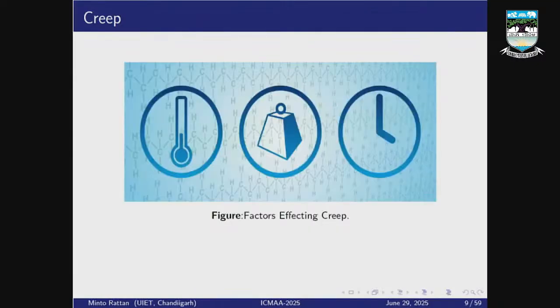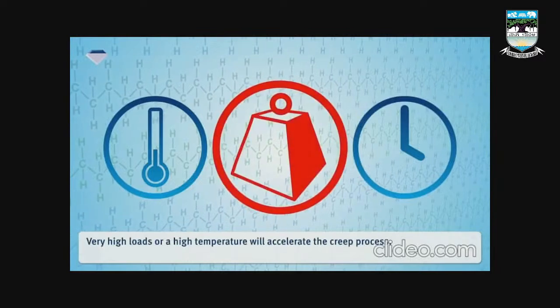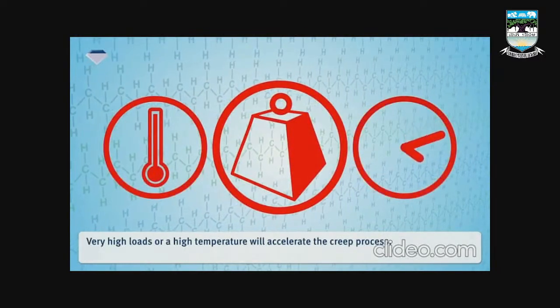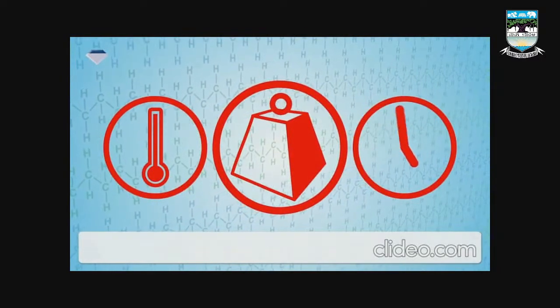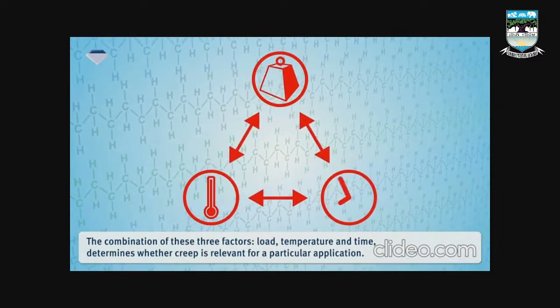Many engineering applications provide severe thermomechanical loading because of the simultaneous presence of high thermal gradients and loads, where conventional materials like metals or ceramics alone may not be suitable. Very high loads or high temperature will accelerate the creep process. The combination of these three factors, load, temperature and time, determines whether creep is relevant for a particular problem or not.